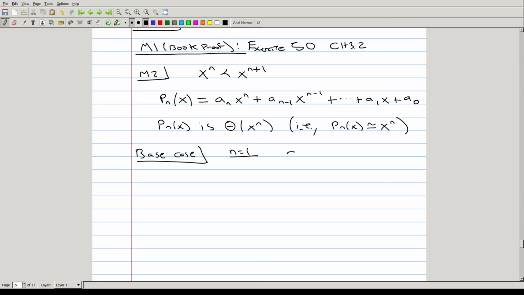And we know that a naught, or any constant, is strictly bounded by a1 times x. Therefore, a1 times x plus a naught is on the same order as a1 times x, which is on the same order as the function x.